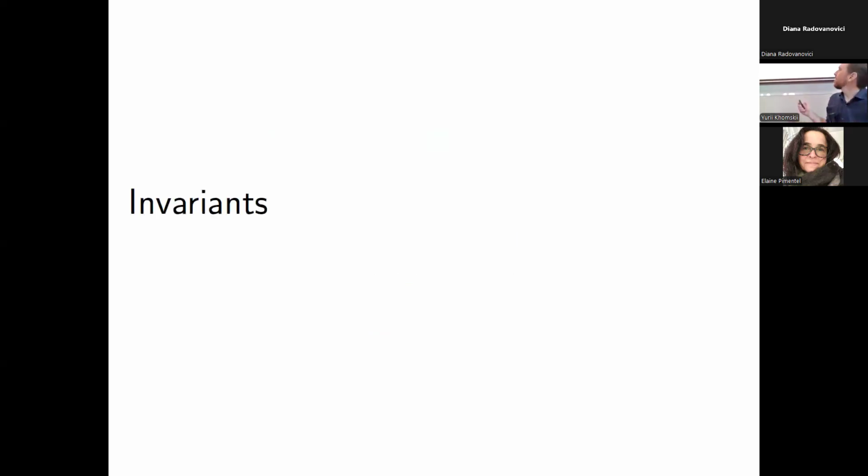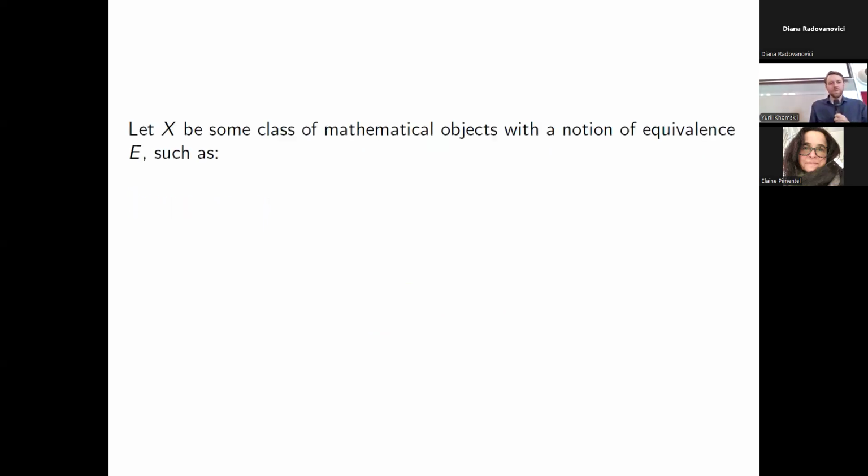So I'm going to start the talk off with some vague remarks about invariance and classification problems. The setup basically is that we've got some class of mathematical objects, and there's some kind of equivalence between them. There are lots of examples of this.